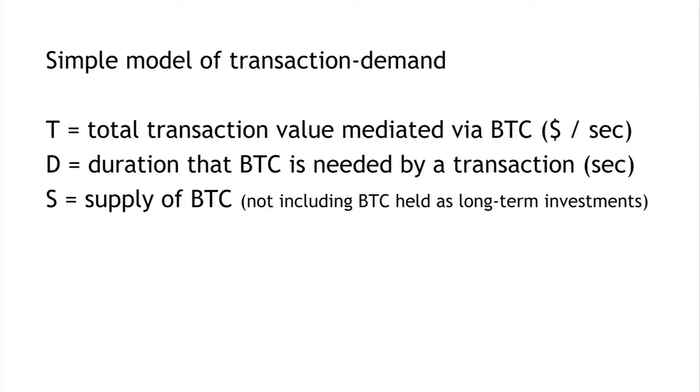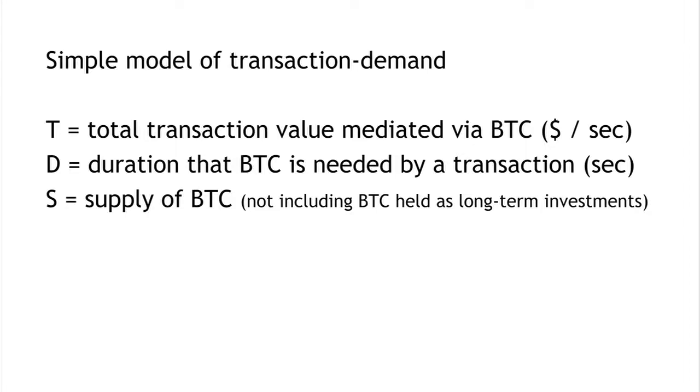First, we're going to say T is equal to the total transaction value that's going to be mediated via Bitcoins by everyone who's participating in the market, measured in dollars per second. We're going to assume for simplicity that the people who want to mediate these transactions have in mind a certain dollar value of the transactions. Or if it's some other fiat currency, we'll translate it into dollars for simplicity. So there's a certain number of dollars per second of transactions that need to be mediated.